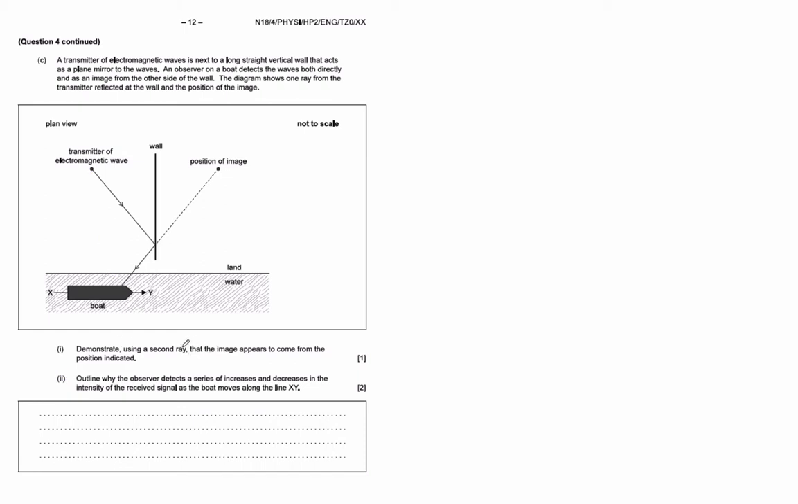It says, demonstrate using a second ray that the image appears to come from the position indicated, right? What you want to do is take a straight edge and draw a dotted line here. It hits the wall there, and then, of course, hits the boat like that, and then connect this here. Do that with a straight edge, right? So basically, to form an image, we just need the intersection of two rays. So we just pick another spot on the boat.